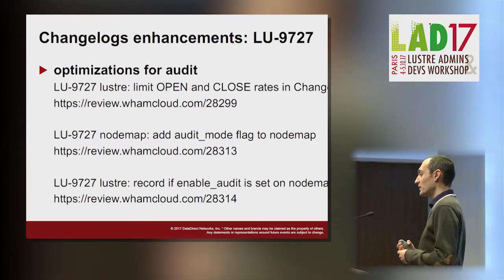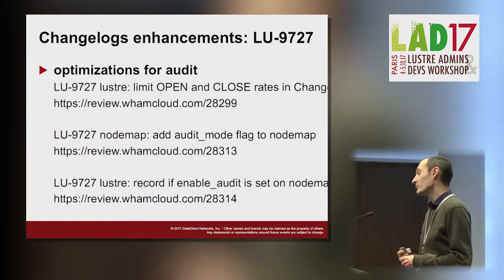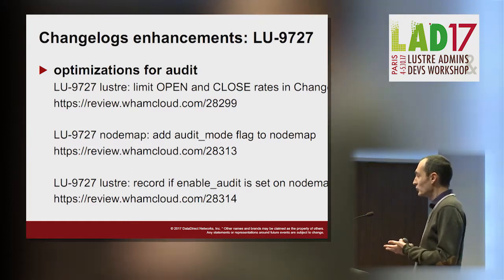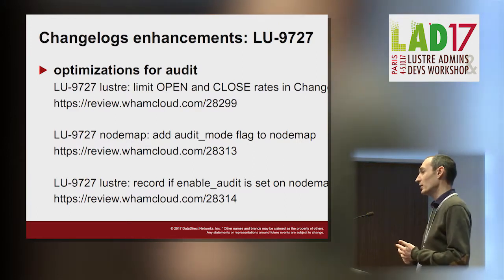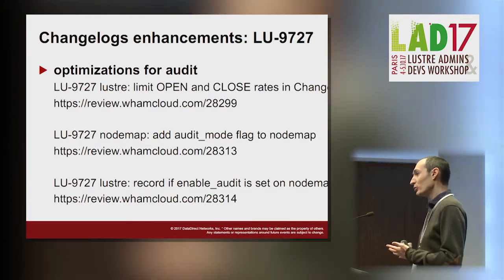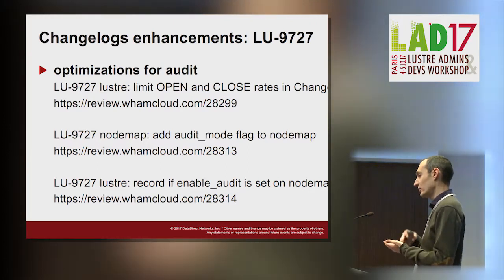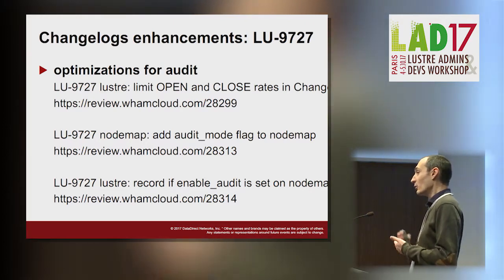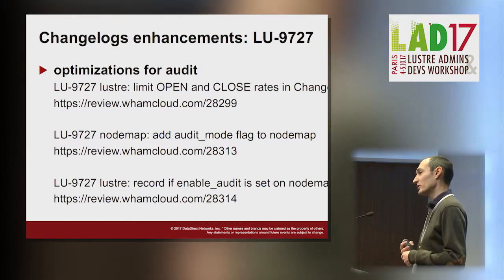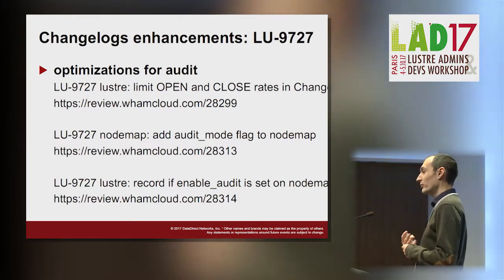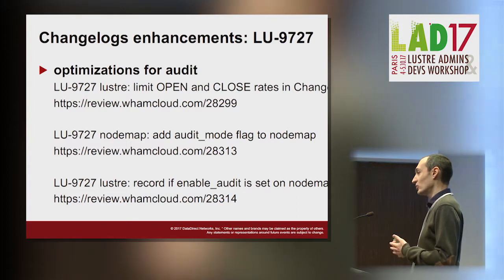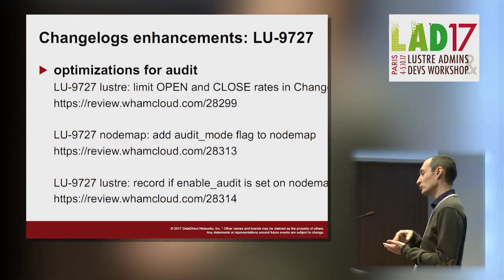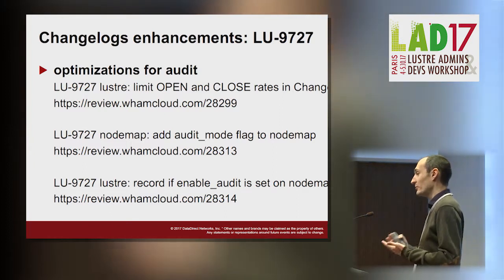We also made an optimization based on the node map feature. In fact, we added a new property in the node map, and when this property is set, it means that all the nodes that are part of the corresponding node map entry will not generate changelog entries. So it can be useful to avoid flooding the changelogs with what you do on HSM agent nodes, for instance.